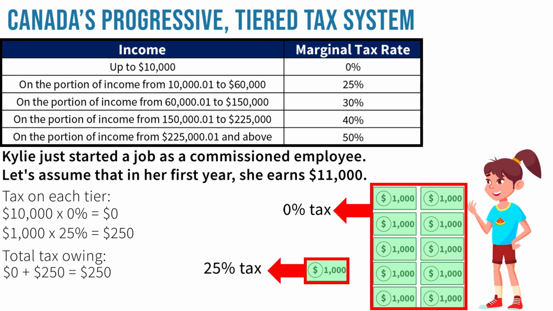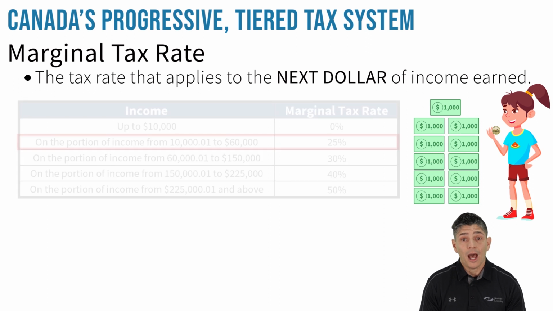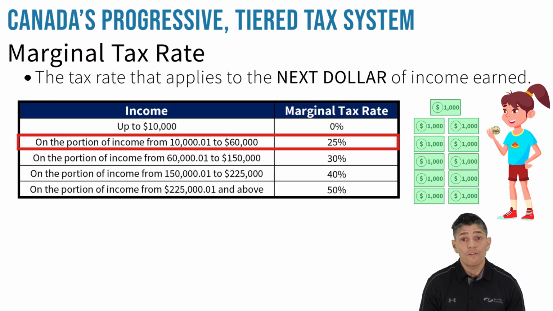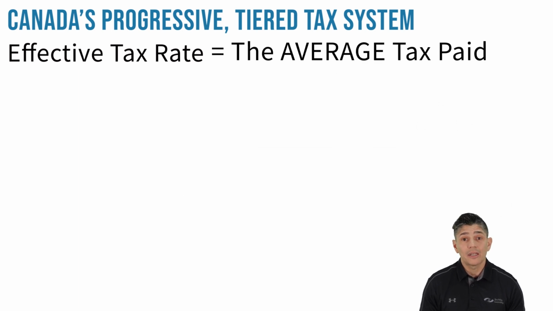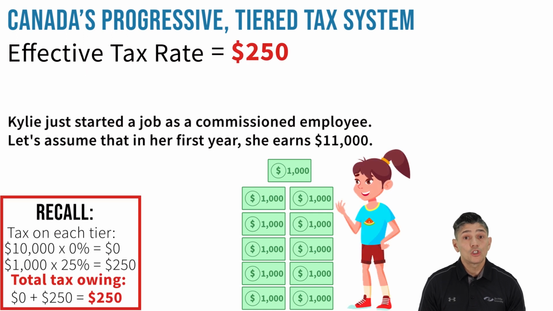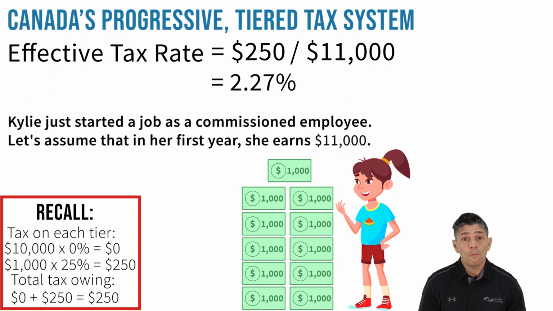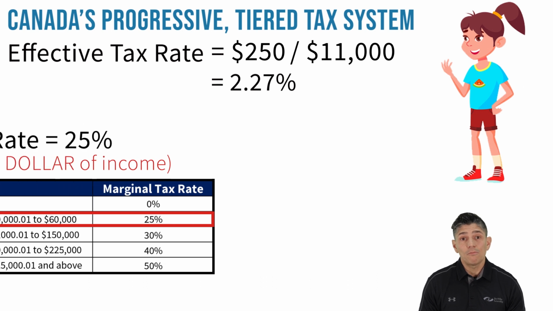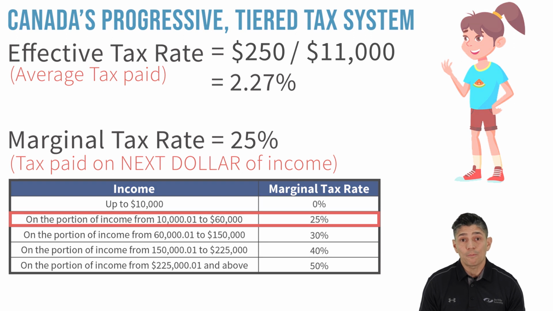The total tax, $250. Now, when it comes to tax rates, it's important to understand the difference between marginal and effective tax rates. The marginal tax rate is the rate of tax she would pay on her next dollar of income. In Kylie's case, her marginal tax rate is 25%. The effective tax rate is the average tax rate, calculated as follows: $250 total income tax paid divided by $11,000 income earned equals 2.27%. While Kylie's marginal tax rate is 25%, her effective tax rate is only 2.27%.